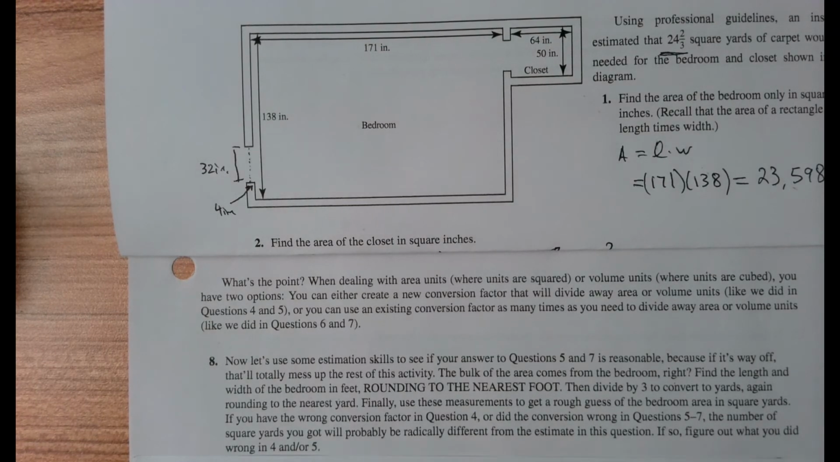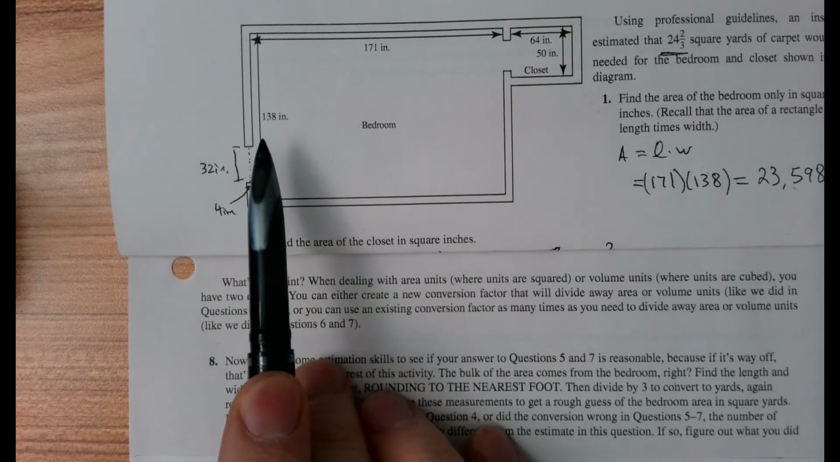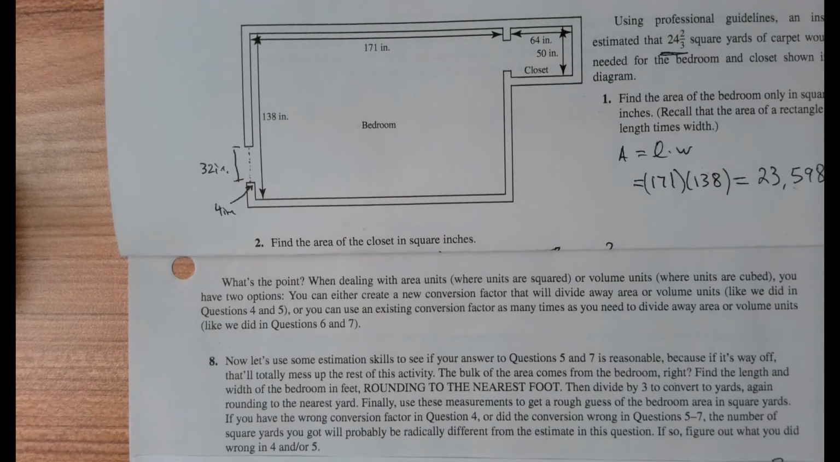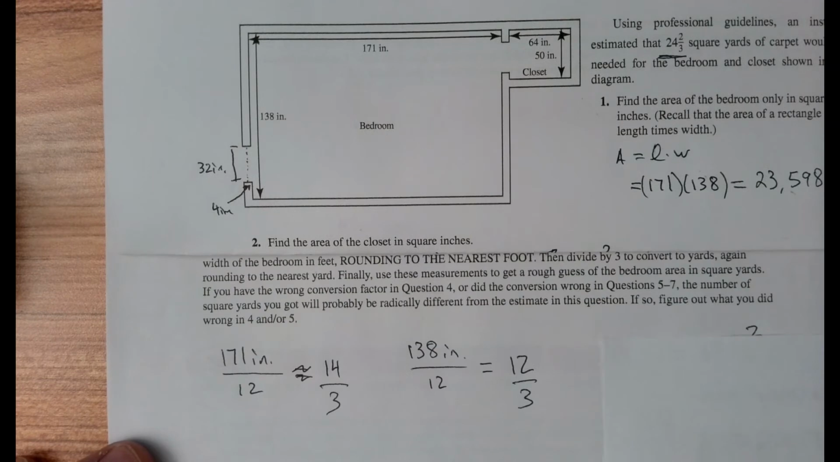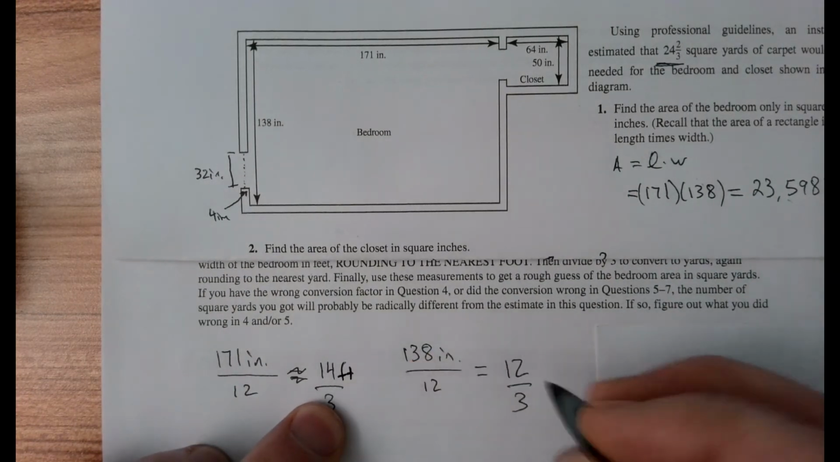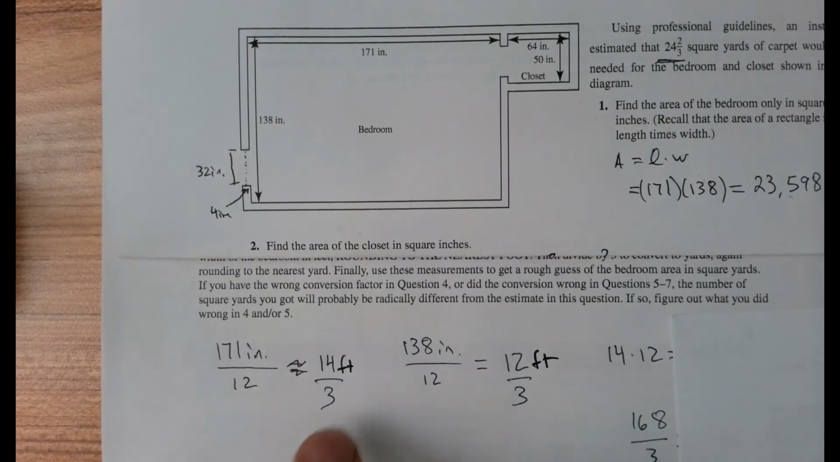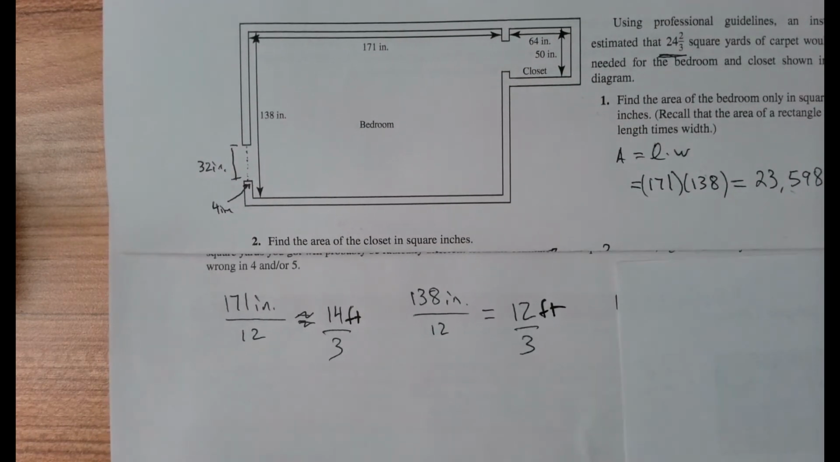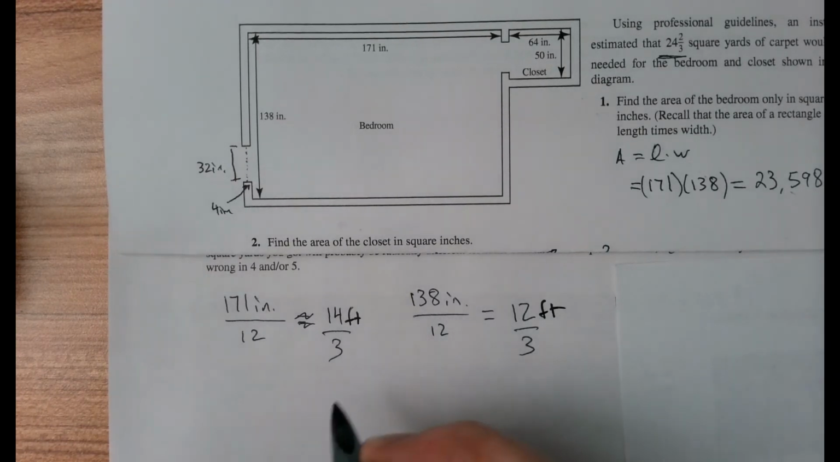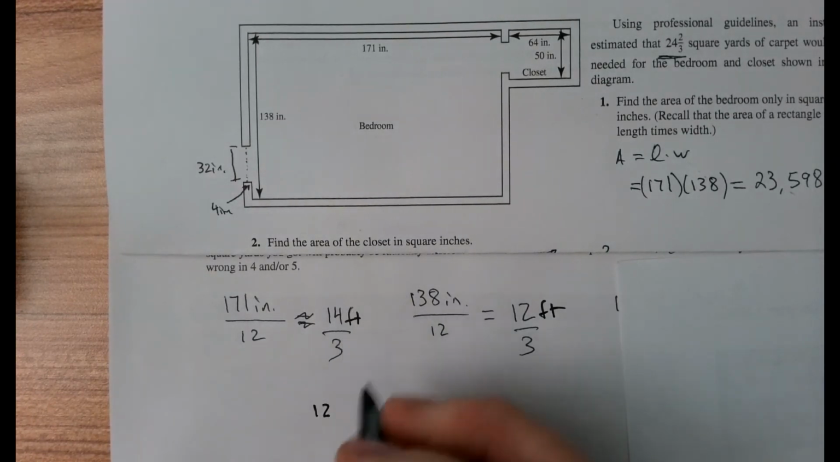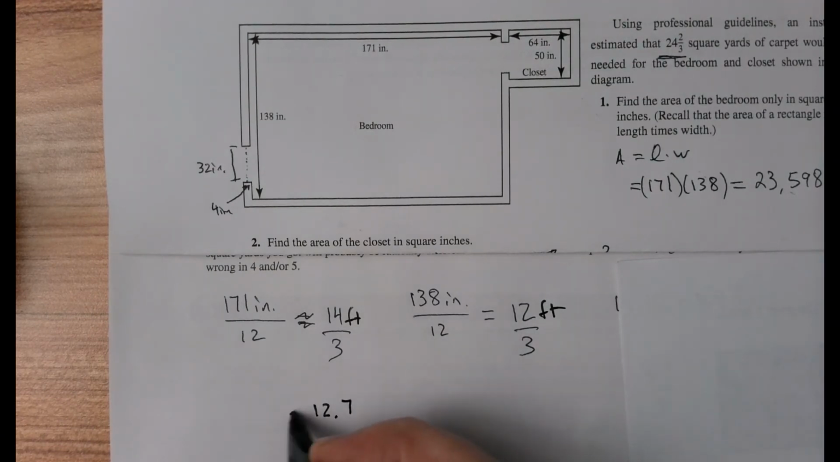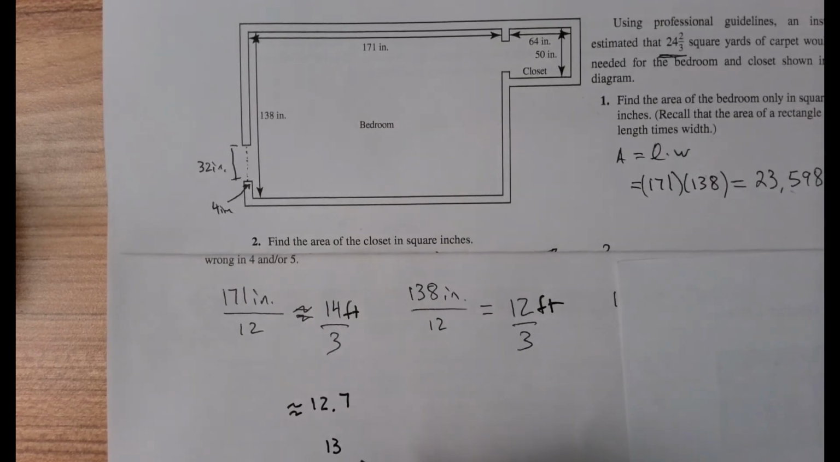So what we're going to do is say, let's take this 171, divide it by 12, and that'll get us feet, and this 138, divide that by 12, and that will get us a result in feet. So I've done that here. Here's the feet. Here's the feet. And then we're going to divide each of these by 3 to convert these feet into yards. So 14 divided by 3 is roughly 4.7. We're going to call this 2.7.